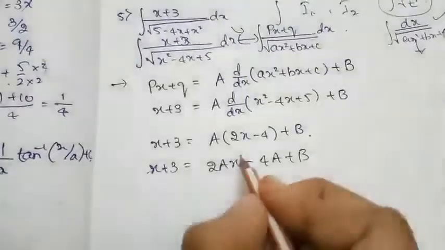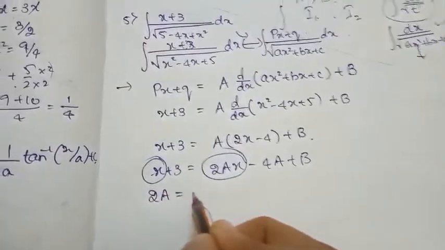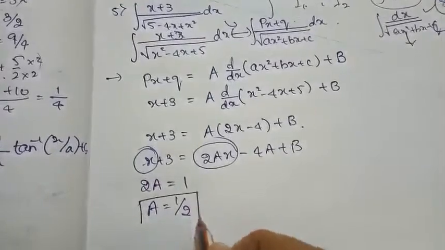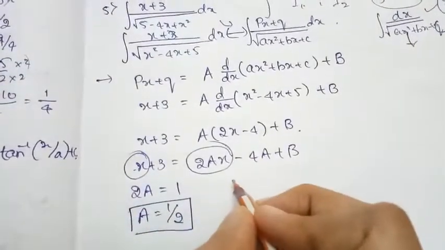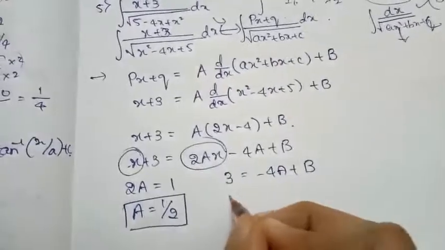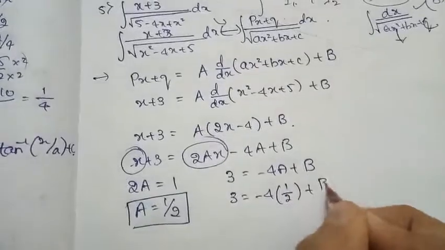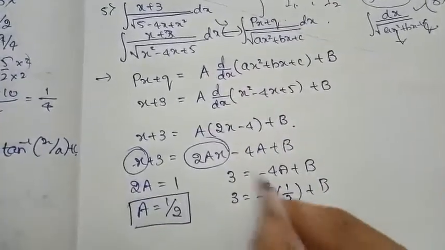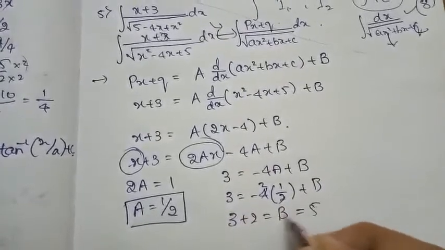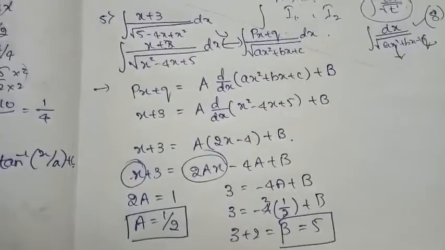Compare the coefficients of x. By comparing the coefficients of x, what I am going to get? 2a is equal to 1, value of a is equal to 1 by 2. Now compare the constants, we are going to get 3 is equal to minus 4a plus b. We got the value of a, that is 1 by 2, so minus 2 plus b. 3 plus 2 is equal to 5. So the value of b is equal to 5 here.